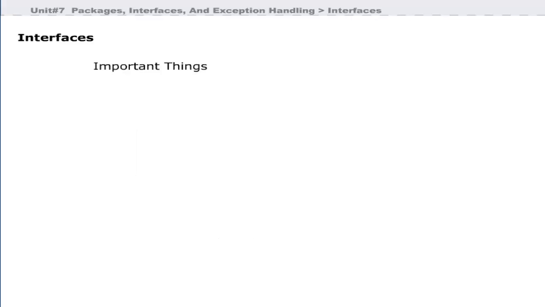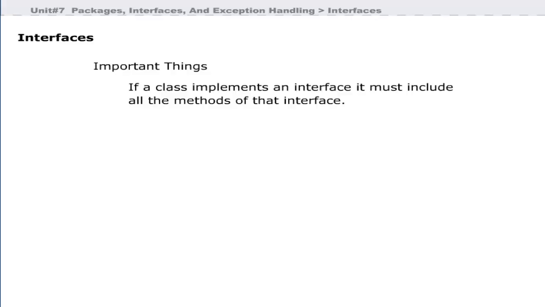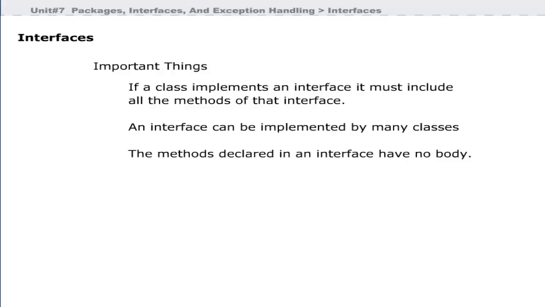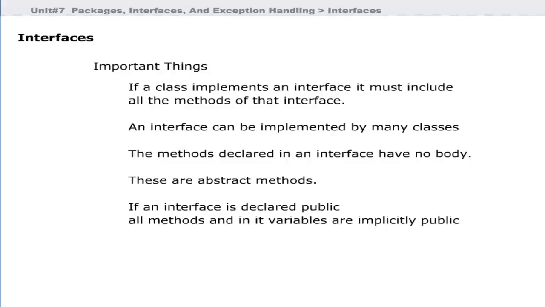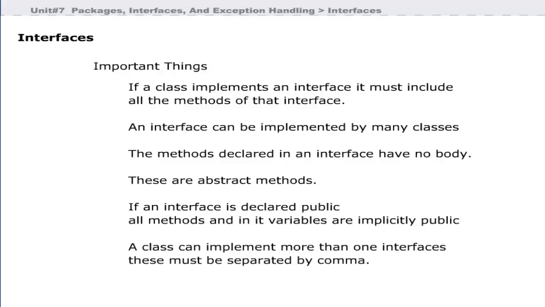Here are some important things about interfaces. If a class implements an interface, it must include all the methods of that interface. An interface can be implemented by many classes. The methods declared in an interface have no body. These are abstract methods. If an interface is declared public, all methods and variables are implicitly public. A class can implement more than one interface. In this case, these must be separated by commas.